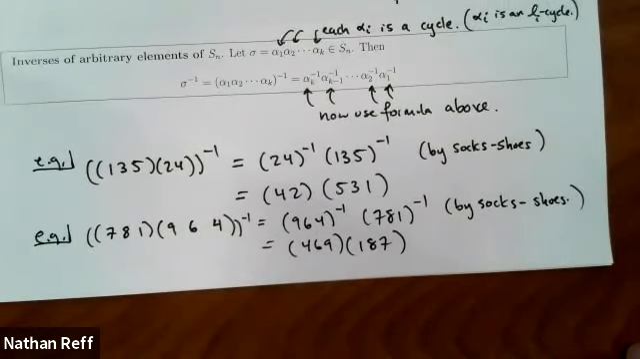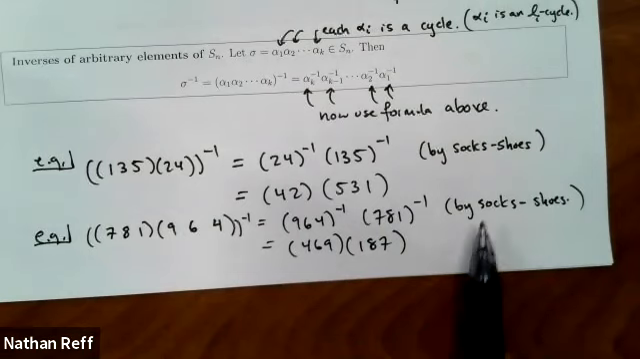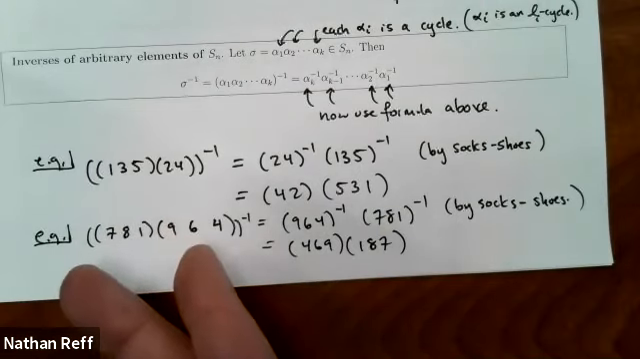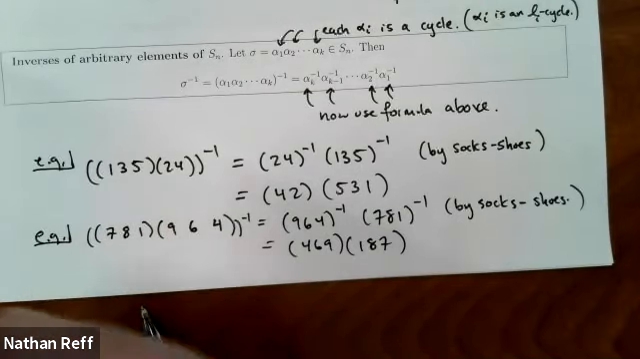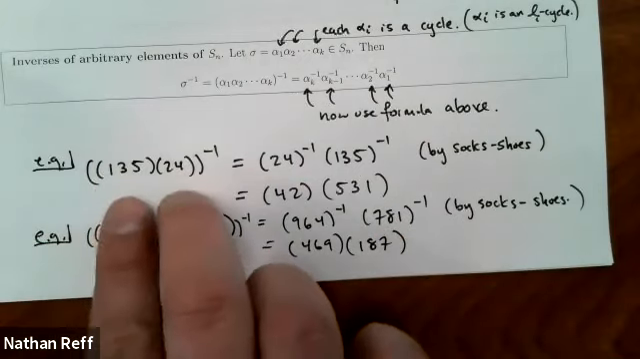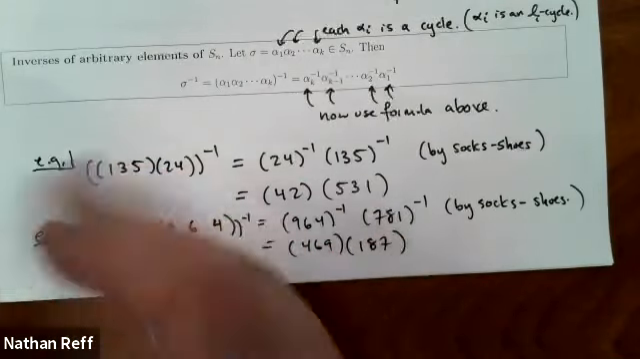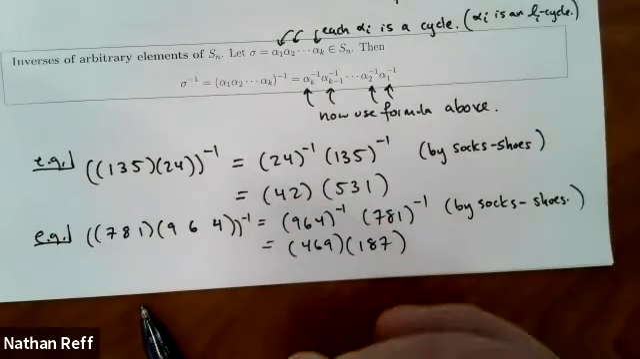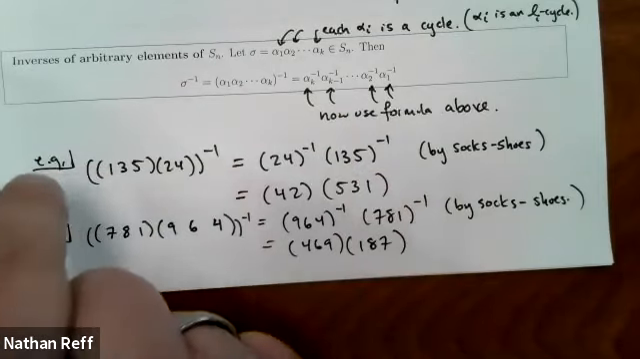Okay. So again, this is by socks and shoes. The reason I wanted you to get used to using socks and shoes is that in the event that they were not disjoint, you absolutely would have to do socks and shoes. What's funny is actually if they are disjoint, the cycles do commute with each other. So you're not required to use socks and shoes if you know the original is disjoint.